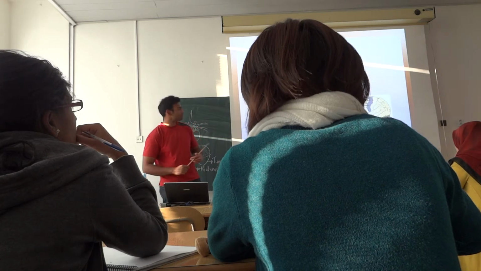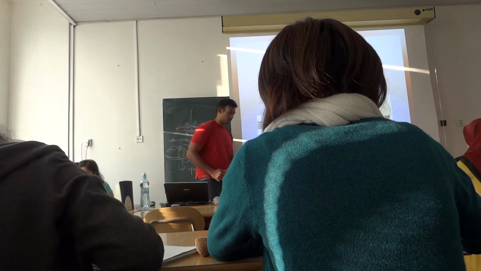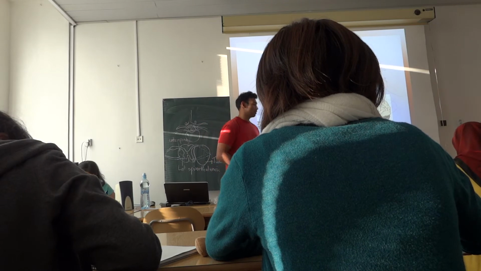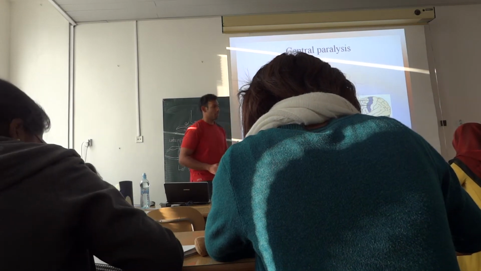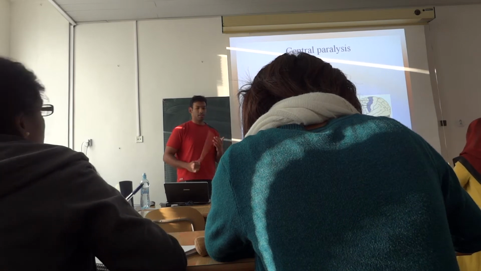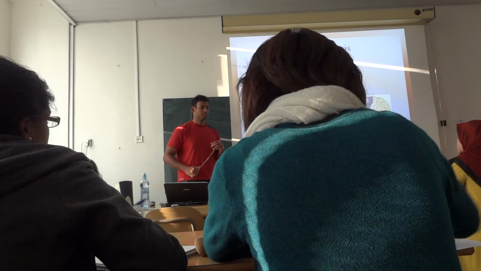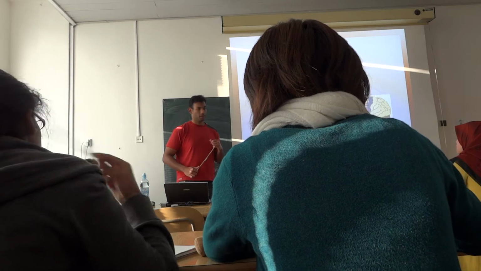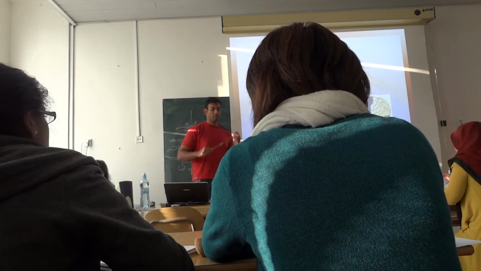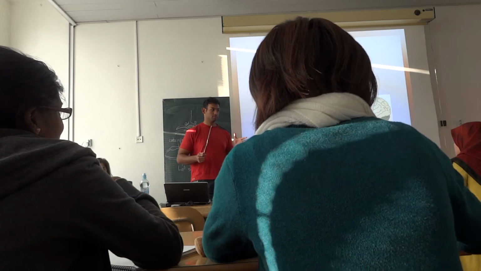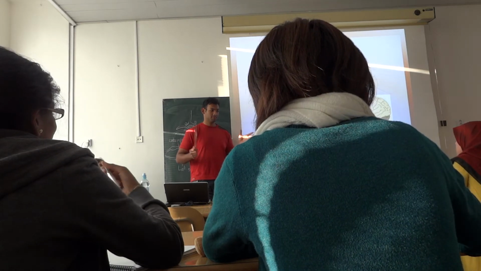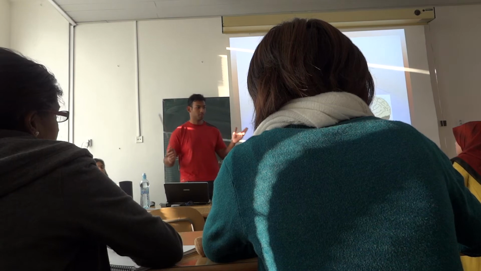So first of all, central paralysis. For that, you have to know some basics so that you understand what I'll be talking about. What is the CNS? What does the central nervous system consist of? Brain and spinal cord, right? Both of them. And the peripheral nervous system consists of? Yeah, the cranial and spinal nerves and their branches.